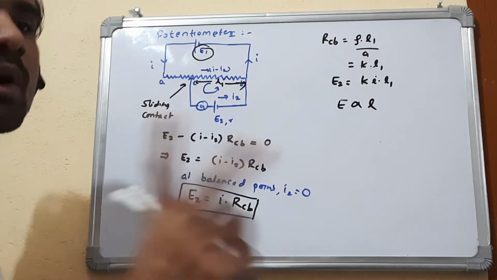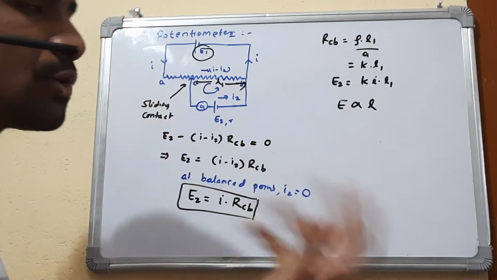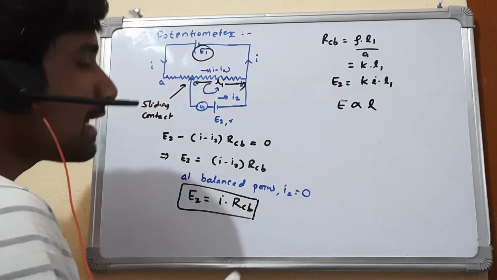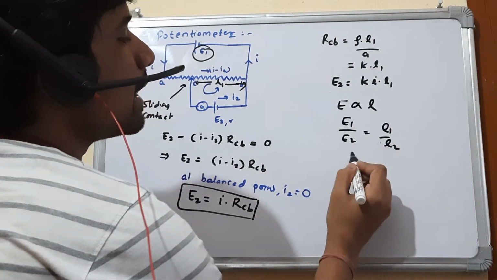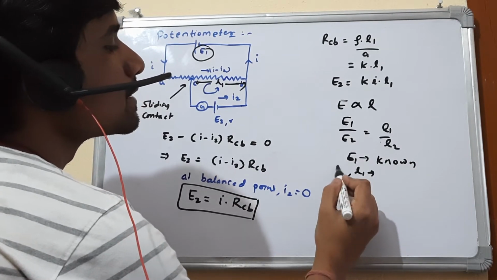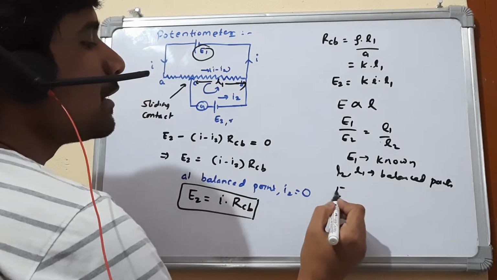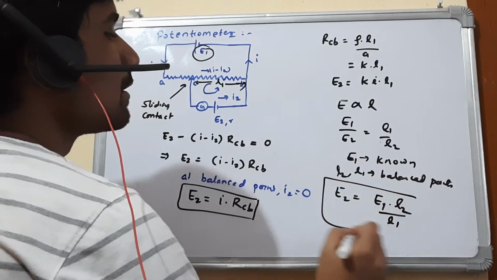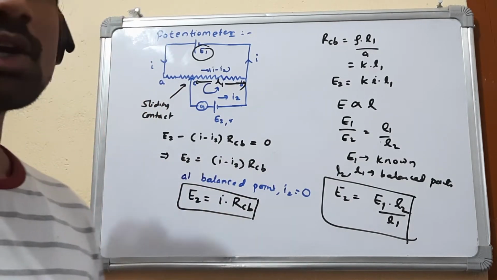So if we place one known cell E1 and one unknown cell E2, one by one, and we measure those balance points L1 and L2, can I write it like this, that E1 by E2 will be equal to L1 by L2? And if E1 is known, and L1, L2 are the balance points, so I can find the unknown EMF E2, which will be equal to E1 into L2 by L1, right?